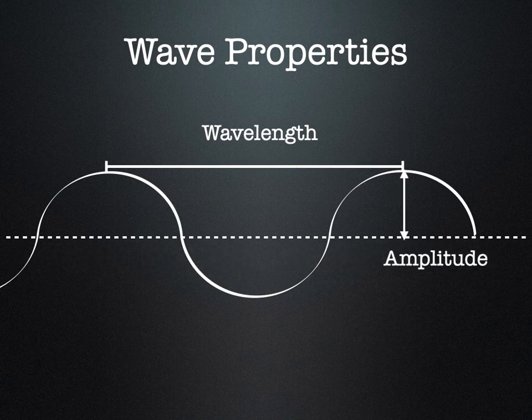The distance from the reference point to the crest, or reference point to the trough, is called the amplitude. If we're talking about sound, amplitude is loudness. If you're talking about light, it's how bright something is. If you're talking about the ocean, it's how surfable a wave is.